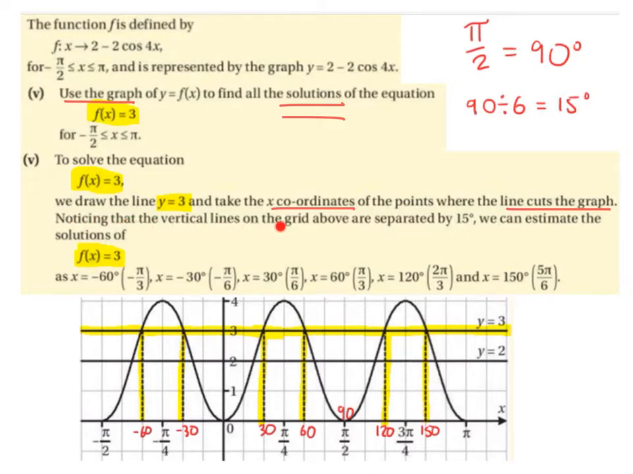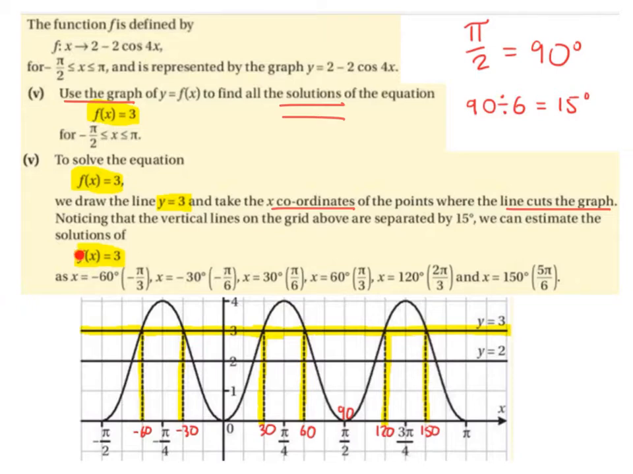Noticing that all the vertical lines on the grid below are separated by 15 degrees. For example, this is the y-axis, so this is 0. And then we have pi over 2 up here, which we know is 90 degrees. Between 0 and 90 degrees, we have 1, 2, 3, 4, 5, 6 intervals. And 90 divided by 6 is 15. So each of these lines represents 15 degrees. If this is 15 degrees, add on 15 we get 30, add on 15 we get 45, add on 15 we get 60, add on 15 we get 75, add on 15 we get 90, and so on.